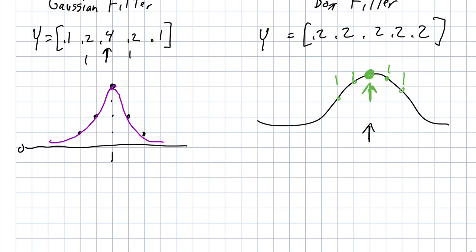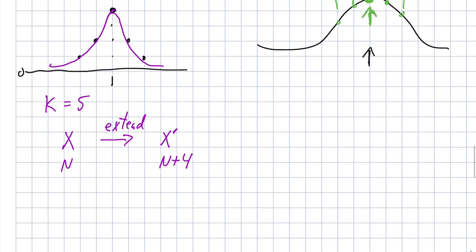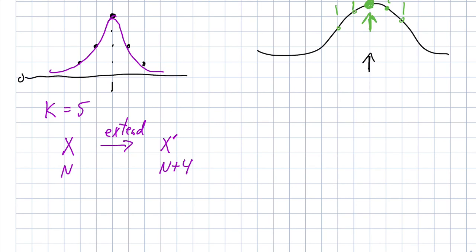So the procedure in applying this filter, where we have five different elements, is the same. We have our x vector here. We're going to extend it to give us an x prime. So this x is of length n. This is of length n plus 4, since k is equal to 5. The particular algorithm that we're asking you to do is to extend by adding two elements on either side that are equal to the first element and to the last element, respectively.